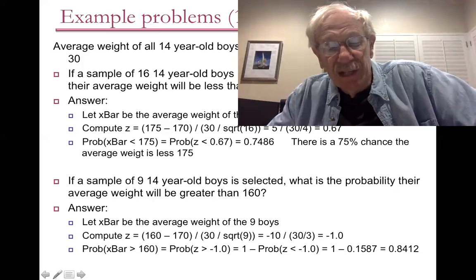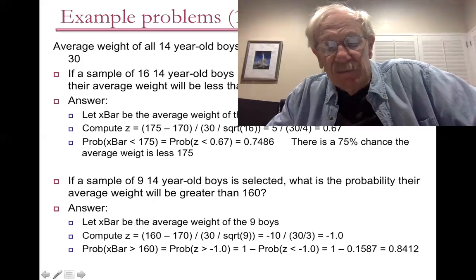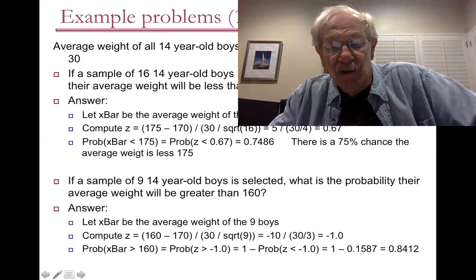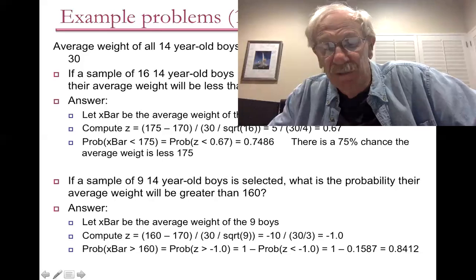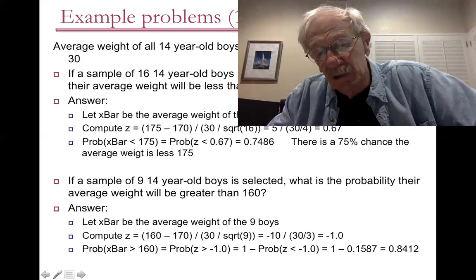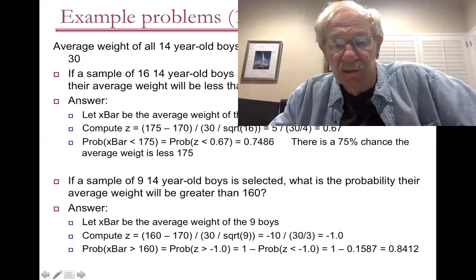So the z-score is minus 1.0. If you go look that up in the table, you take 1.0, look it up in the table, and you get 0.1587. And since you're doing greater than, you do 1 minus that.